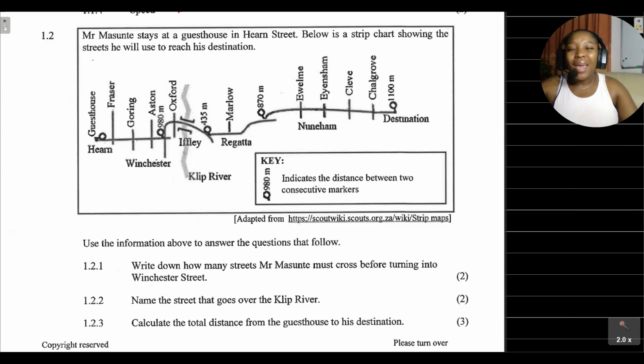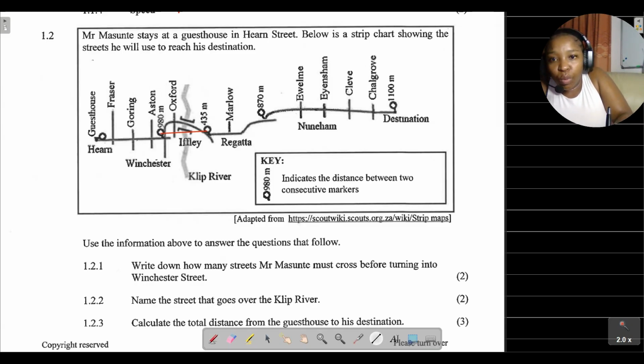With question 1.2, this is a strip chart. But this strip chart is not coming to us in a form that we are used to. Why am I saying that? Remember, when we work with a strip chart, if you want to determine the distance between 2 points, we would usually say maybe 980 minus 435 to get the distance between those 2 points. However, with this strip chart, that is not the case. We're going to see why I'm saying that.